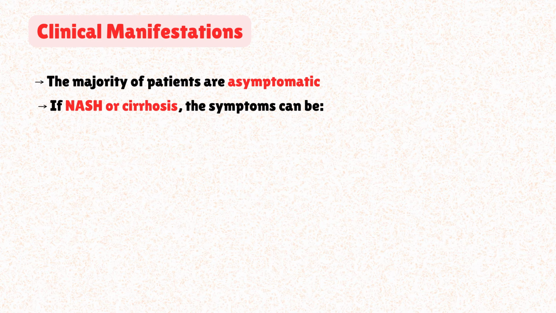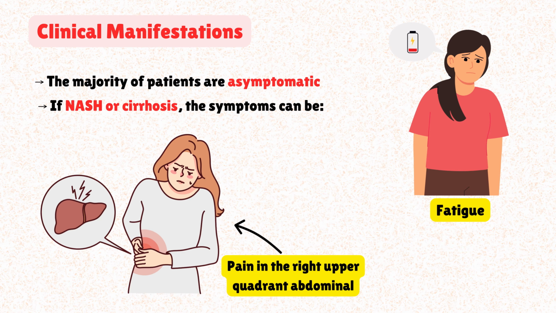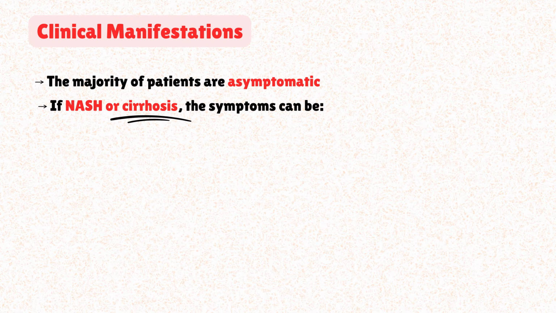A vast majority of patients with non-alcoholic fatty liver disease are asymptomatic, which is why it's often called a silent killer. However, as the disease progresses to NASH and cirrhosis, symptoms can emerge. For instance, in the early stages, you might see fatigue and a vague right upper quadrant abdominal discomfort. With advanced disease and cirrhosis, you'll see the classic signs of hepatic decompensation.